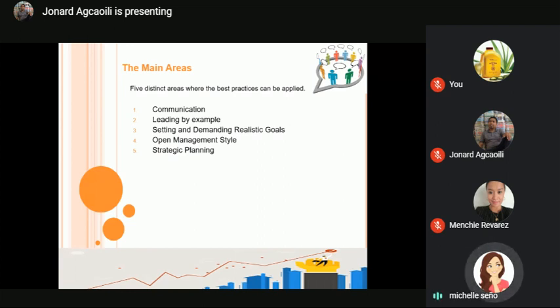3. Setting and demanding realistic goals. So, kapag magsiset po tayo ng ating goals, yung kaya po nating ma-achieve. Realistic po. Open management style. So, management style is open and transparent. Others respect you more. In addition, information directly flows from the problem areas to you. So, kunyari po, ikaw po ang isang manager ng isang organization, dapat open din po ako sa mga suggestions po nila.